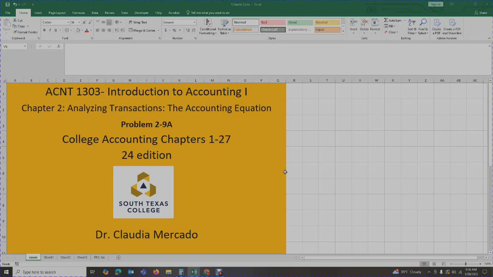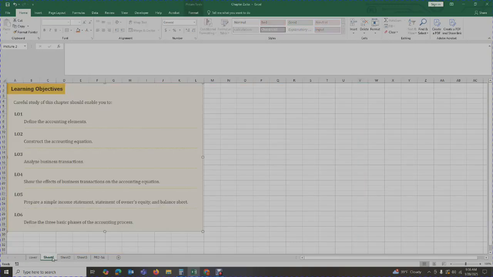So let's jump on to see what we're going to learn in Chapter 2. In Chapter 2, we're going to learn to define the accounting elements, to construct the accounting equation, to analyze business transactions, to show the effects of business transactions on the accounting equation, to prepare a simple income statement, statement of owner's equity, and balance sheet, and to define the three basic phases of the accounting process.